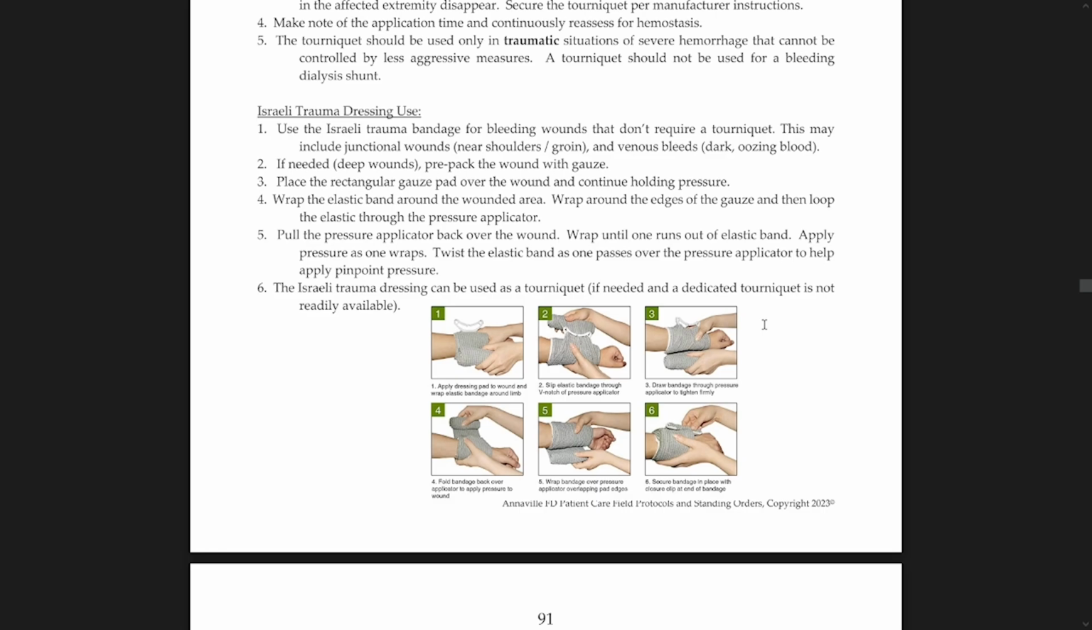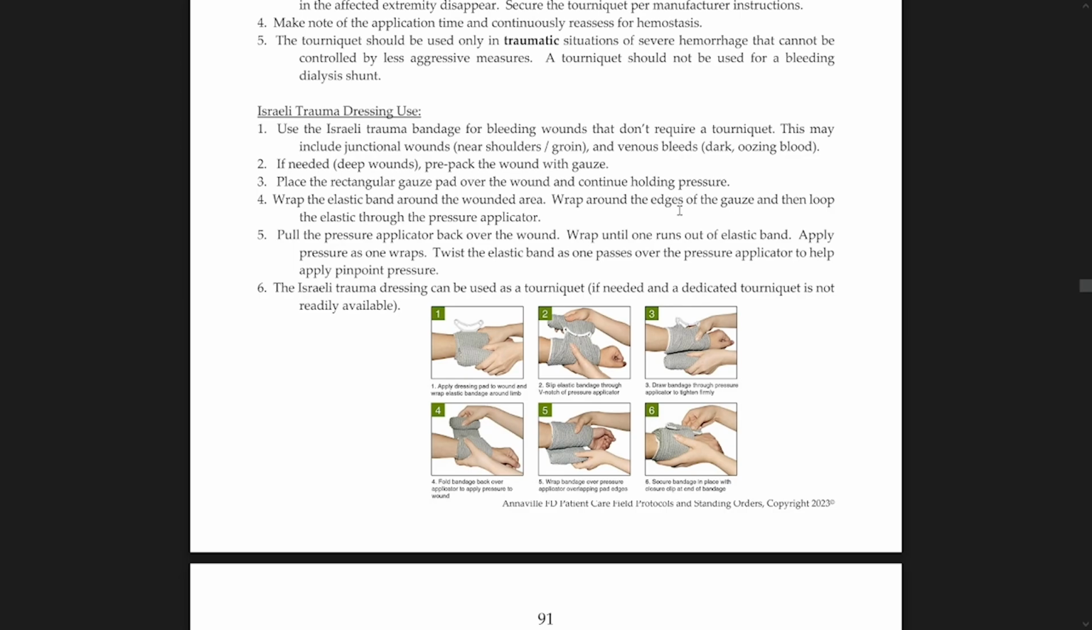Israeli trauma dressing use. Use the Israeli trauma dressings for bleeding wounds that don't require a tourniquet. This may include junctional wounds, which are near the shoulders and groins, and venous bleeds, which are dark, oozing blood. If needed, you can pre-pack the wound with gauze. Place a rectangular gauze pad over the wound and continue holding pressure.